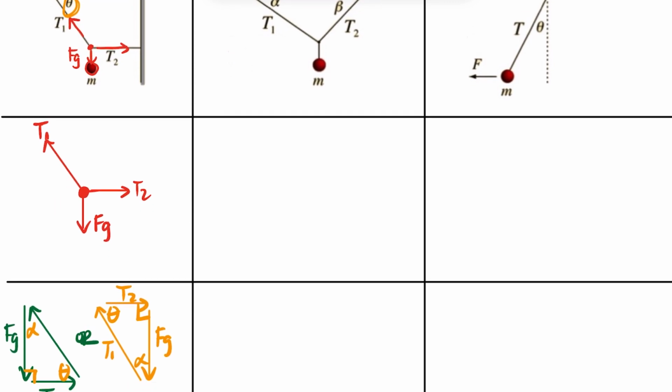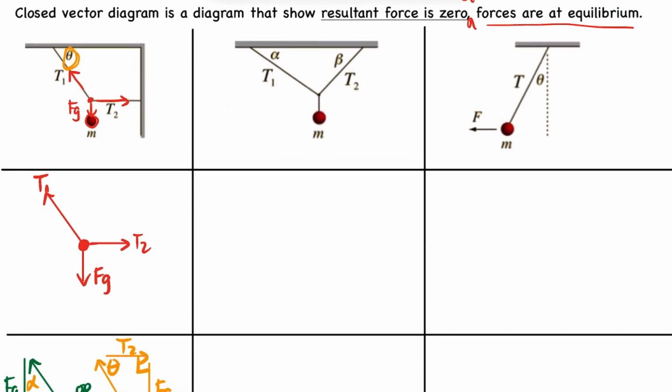If you're given two sides, let's say you are given these two forces, you can find this one. If you're given these two forces, you can find the third using the Pythagoras theorem, right? Let's go to the second diagram.